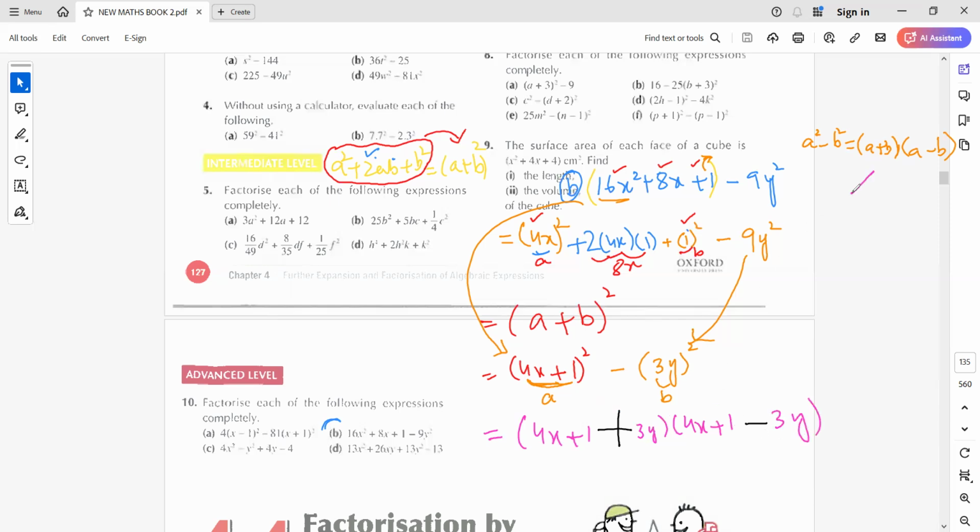I have applied this third identity, a plus b times a minus b equals a squared minus b squared. So now just the simplification is required. What's the simplification that we can do? Nothing that much, but I can just do it: 4x plus 3y plus 1, and then 4x minus 3y plus 1.